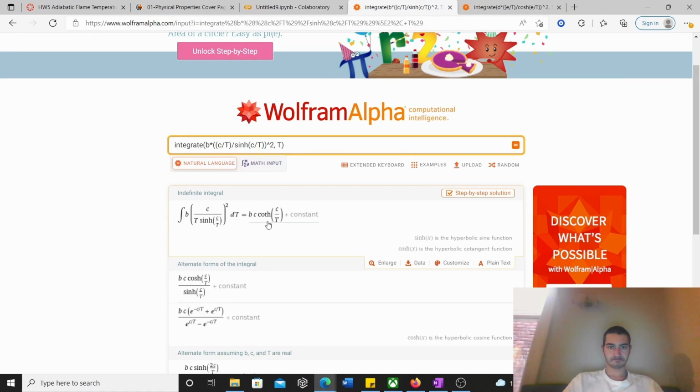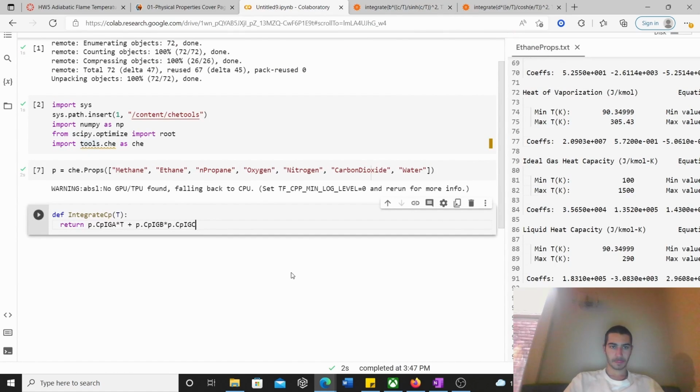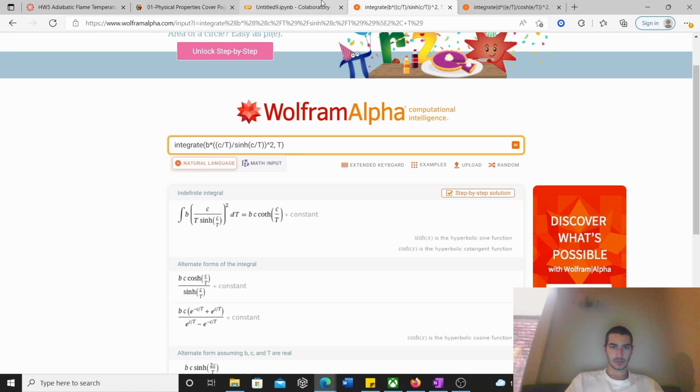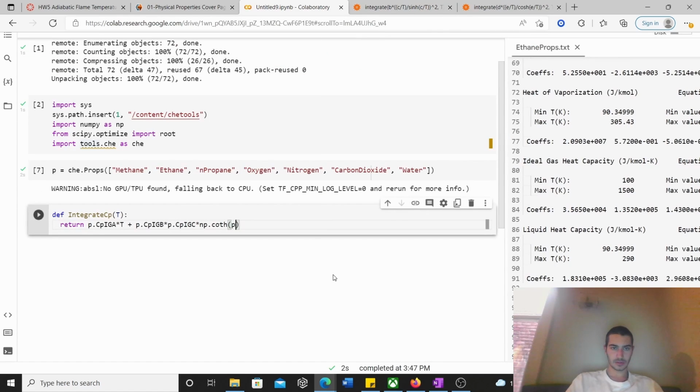and then we have, we'll use times np with cotangent, so cotangent H of C divided by T, so C divided by temperature, right? And actually there should be a divided sign instead of a multiplication.